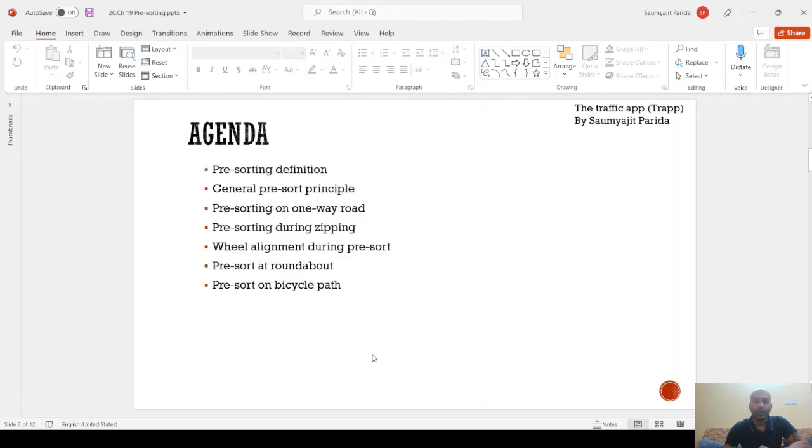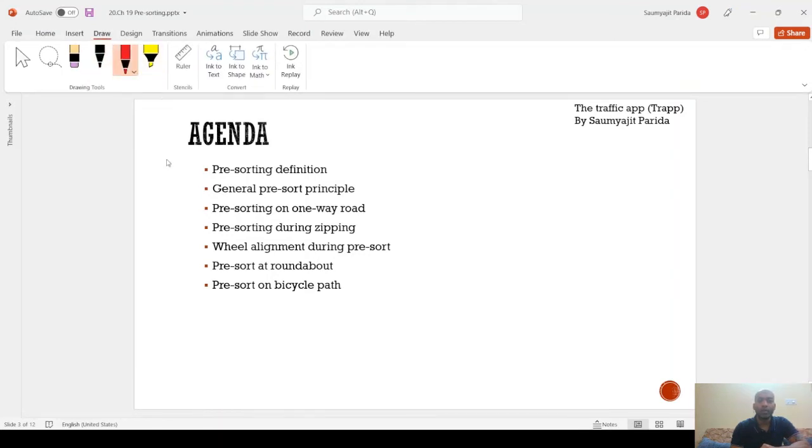We will be covering topics like the definition: what does it mean, what the terminology pre-sorting means, what are the principles of pre-sorting, rules of pre-sorting on one-way road, pre-sorting during zipping, wheel alignment, knowledge about the wheel alignment during pre-sorting, pre-sorting at roundabout and bicycle path.